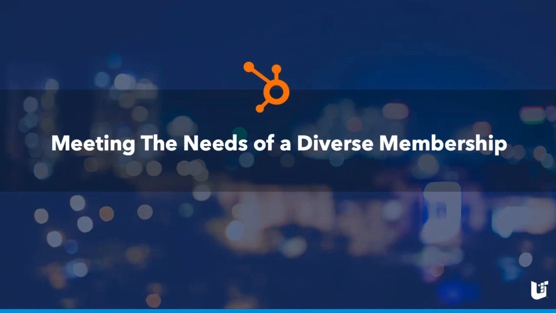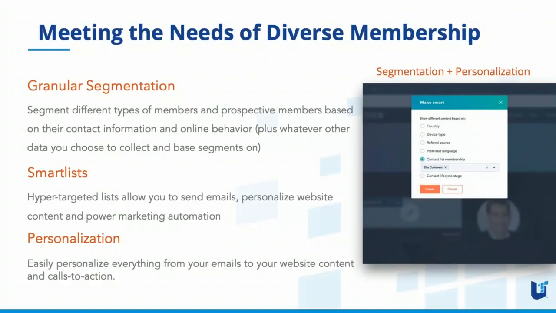Next, we wanted to get to segmentation. The obvious answer here is meeting the needs of a diverse membership. The problem was, how do I meet the needs of these? We've got a lot of different types of members, and maybe we do have that short staff, and we have a problem communicating to them all. So here's your chance to do granular segmentation, work with smart lists and personalization. And I'm going to let Kevin talk over this slide, because this is where I think some of the best value for an association can be taken away.